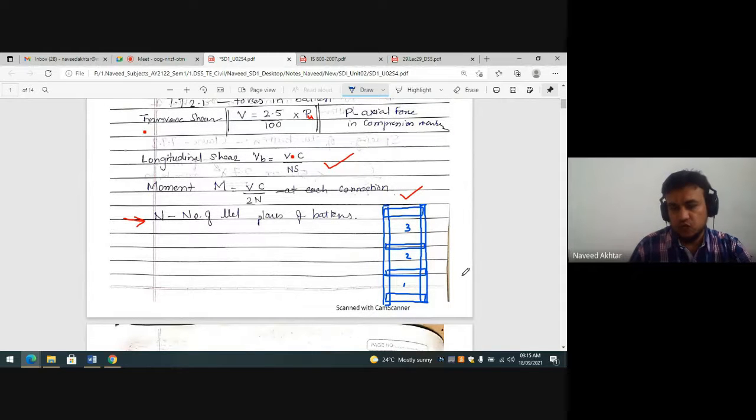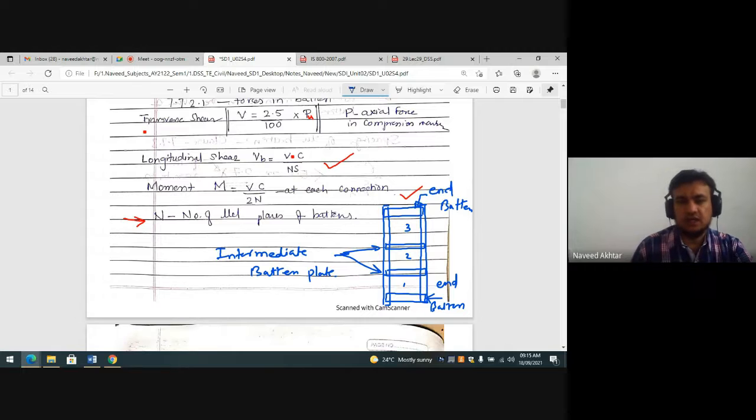It means that you need two end battens. This one at the top is the end batten, and this is also an end batten. The design of the end batten and the intermediate batten has a slight difference. These are the intermediate batten plates.